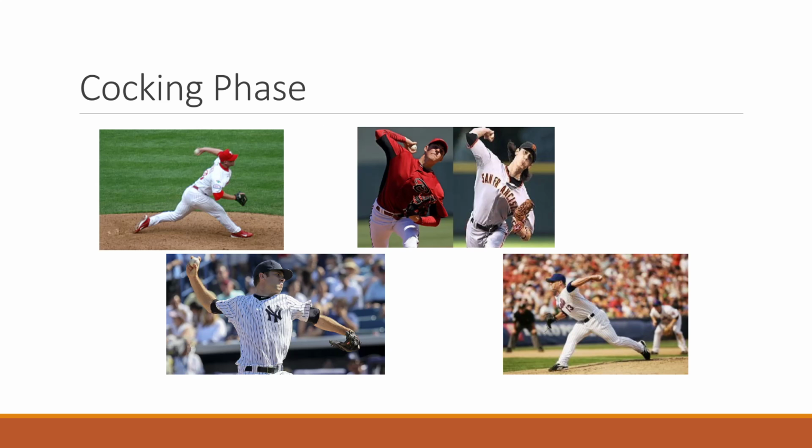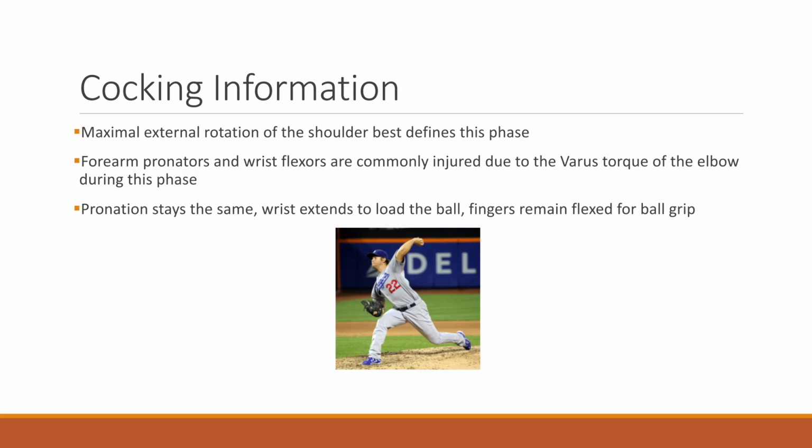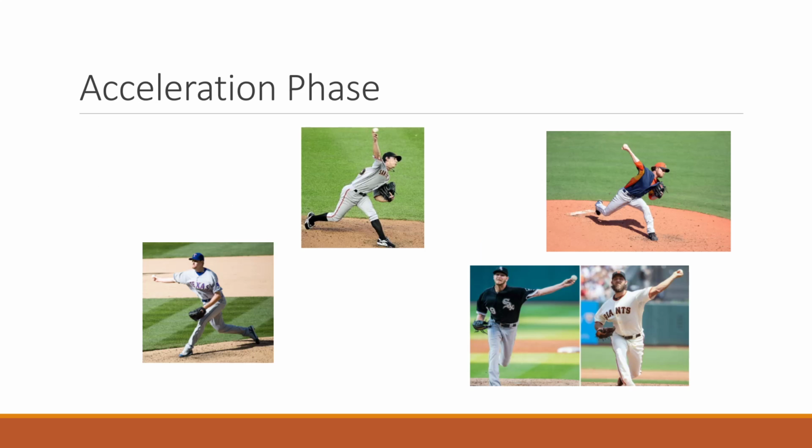as well as finger flexion to maintain the grip on the ball. So here's some pictures of pitchers throughout the cocking phase. For the cocking phase, that's where there is maximal external rotation of the shoulder, which is how that phase is best defined. And then the forearm pronators and wrist flexors are commonly injured due to the varus torque of the elbow during the phase. And then pronation stays the same throughout. The wrist extends to load the ball back, and then the fingers remain flexed to be able to grip the ball. Here's some pictures of the acceleration phase.